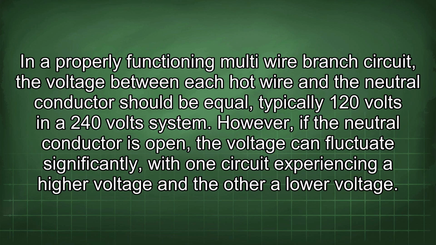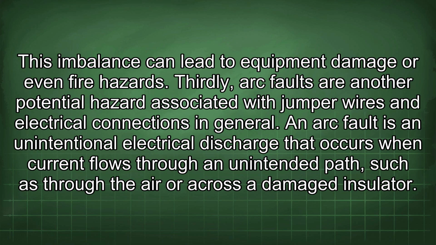However, if the neutral conductor is open, the voltage can fluctuate significantly, with one circuit experiencing a higher voltage and the other a lower voltage. This imbalance can lead to equipment damage or even fire hazards. Thirdly, arc faults are another potential hazard associated with jumper wires and electrical connections in general. An arc fault is an unintentional electrical discharge that occurs when current flows through an unintended path, such as through the air or across a damaged insulator.